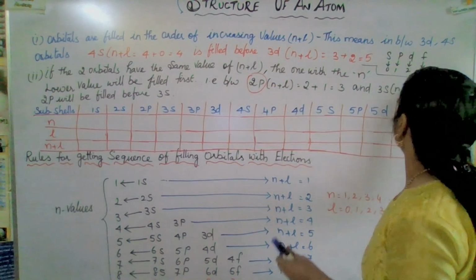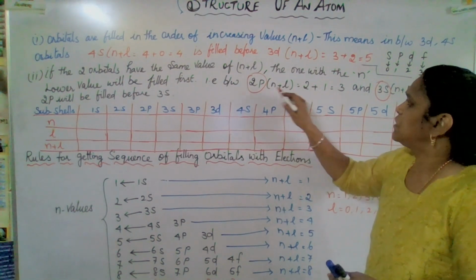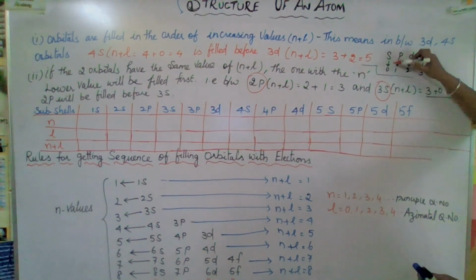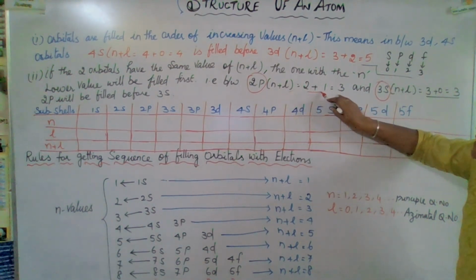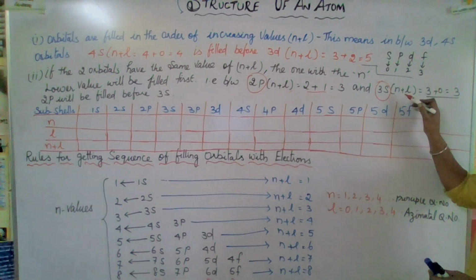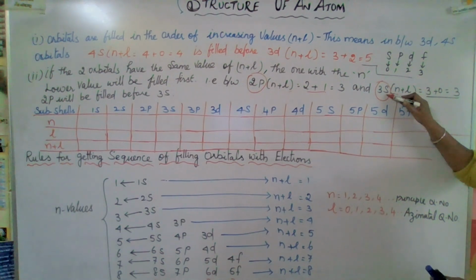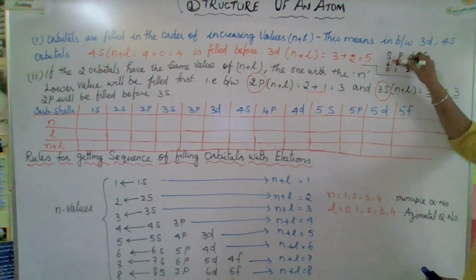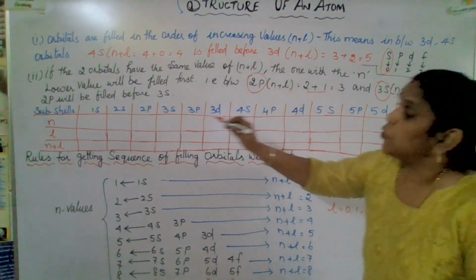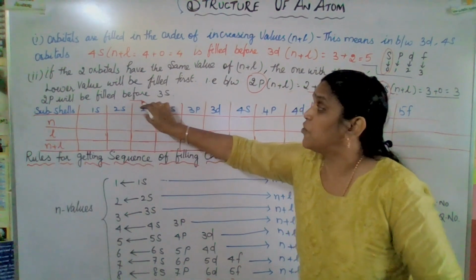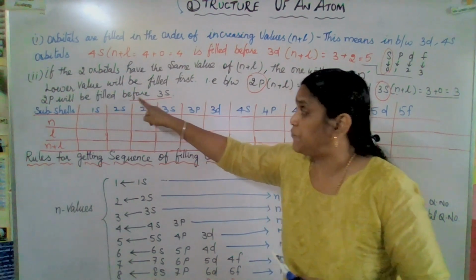2p and 3s. Now n plus l: for 2p, n equals 2 and l is for the p orbital. What is it? s belongs to 0, p belongs to 1. So that means 2 plus 1, 3. And for the 3s orbital, n value is 3 and l value of s is 0. So 3 plus 0, 3. In this way, 2p will be filled before 3s. Yes, please note the point: 2p will be filled before 3s.